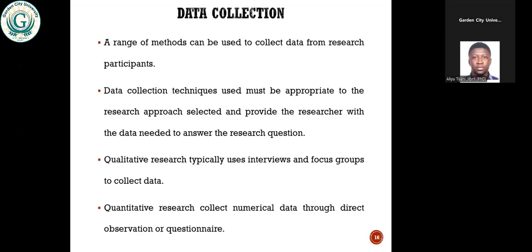Okay, so with the sample that has already been selected, now the researcher moves to data collection. The technique that we use in collecting data must suit the approach that we've already selected. Now, when we take our previous example on the breakfast study, if we are going to go with the quantitative approach, then data might be collected through structured questioning.